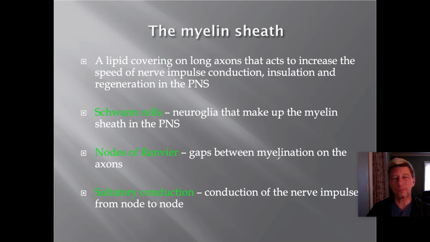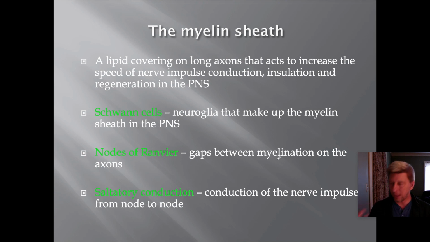So the myelin sheath is a lipid covering on long axons that acts to increase the speed of nerve impulse conduction. It also helps to insulate the nerve, and sometimes in the peripheral nervous system, it can help in regeneration.